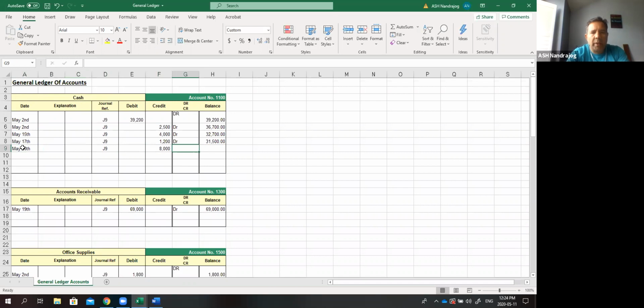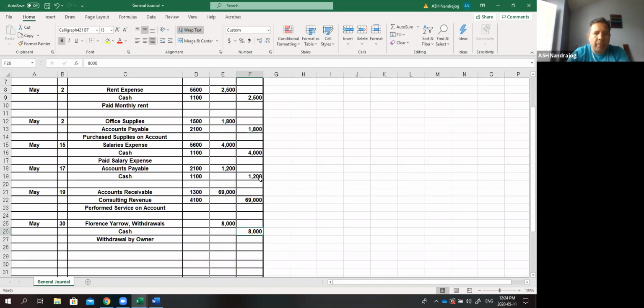Again, the balance will still be debit because we still have a running balance, which is a debit balance. So the normal balance. So here it will be 31,500 minus 8,000. So now we're left with 23,500 in cash. So we've recorded the withdrawal and the cash. So the withdrawal account was 3,200 and the cash account was 1,100. So now we have posted all these entries into the journal.